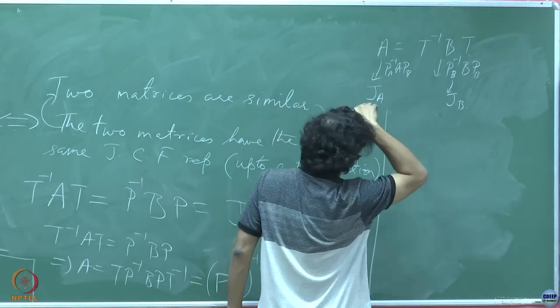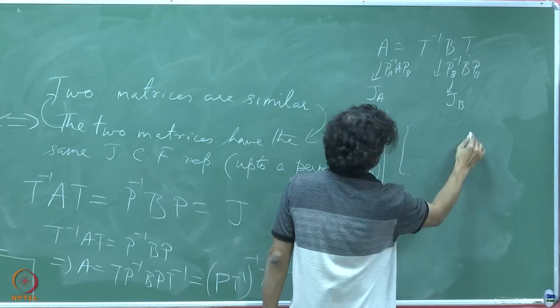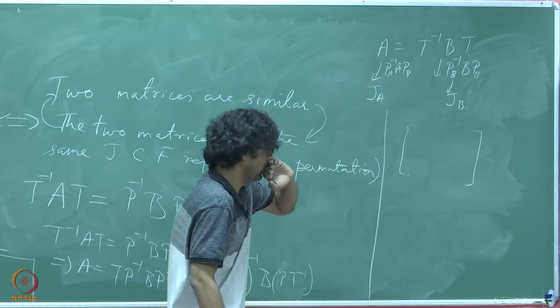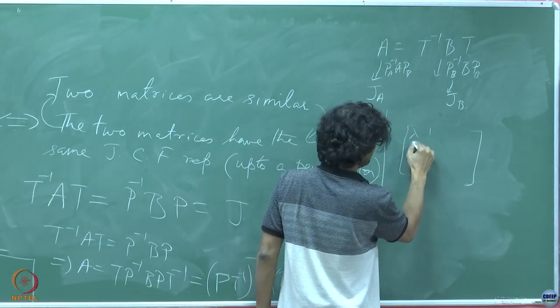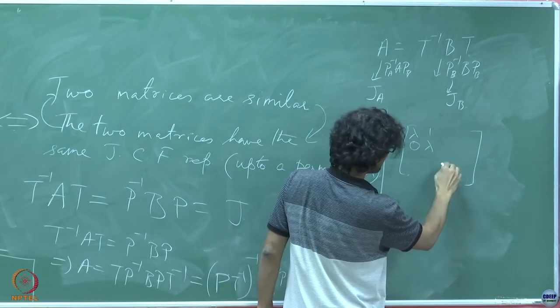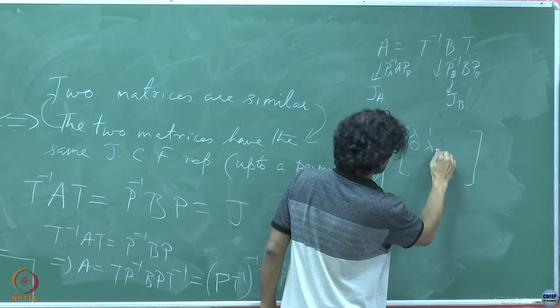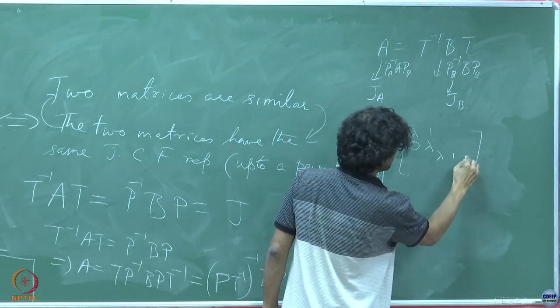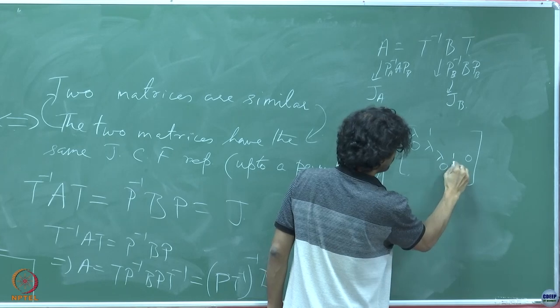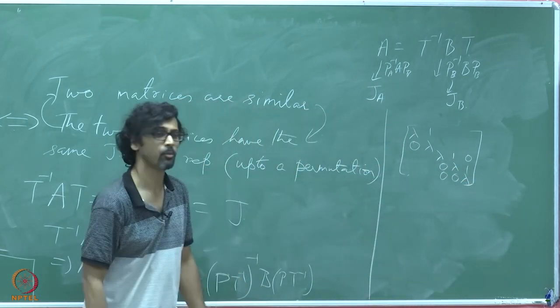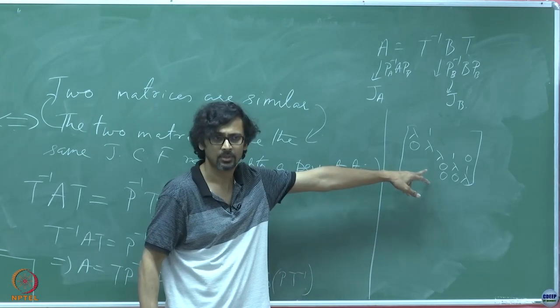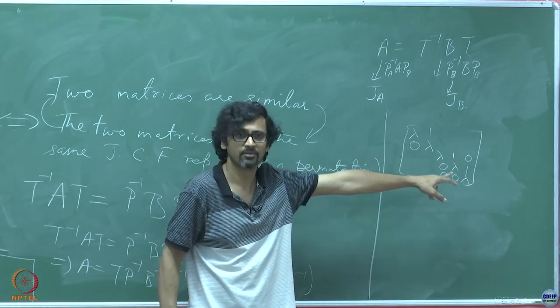So suppose you take lambda 1, 0, lambda, and lambda 1, 0, 0, lambda 1, 0, 0, lambda. What is the minimal polynomial's degree? 3. Characteristic polynomial degree, of course, 5.